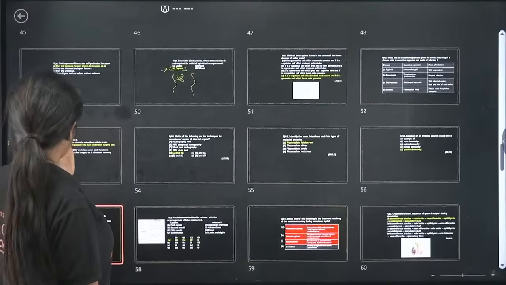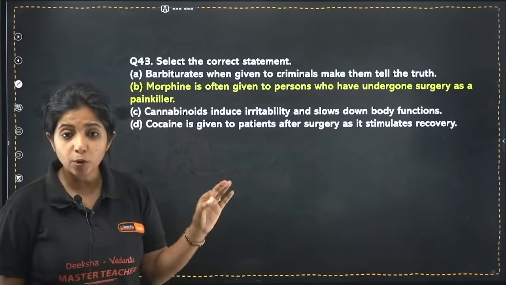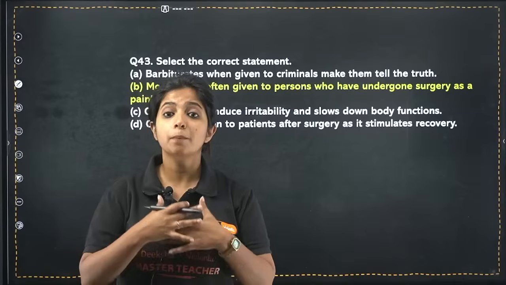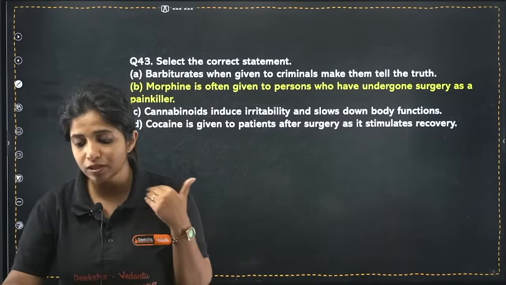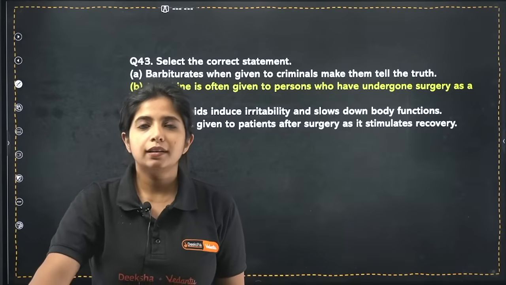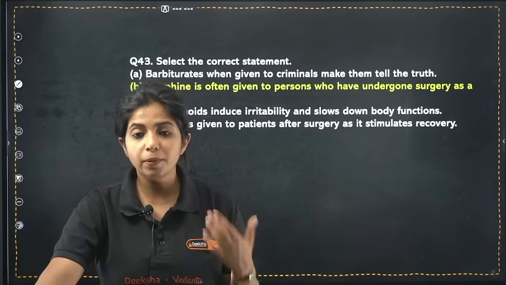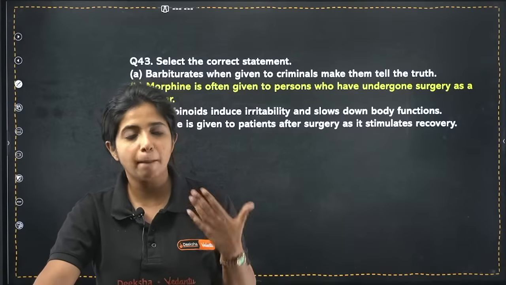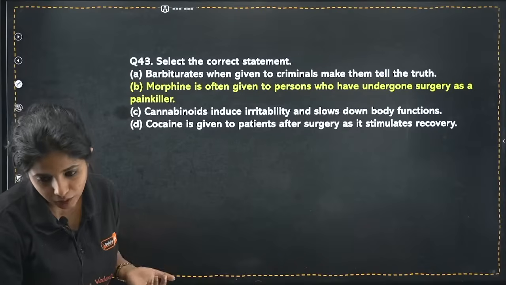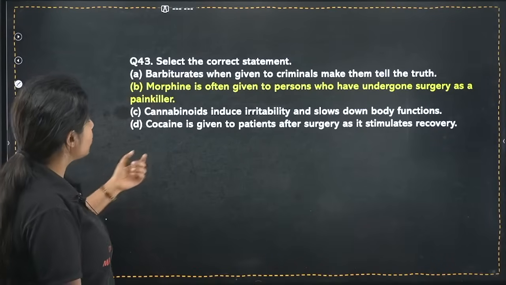Apart from that, morphine is what? An opioid. From morphine you get heroin. Morphine is a sedative and a painkiller. It makes you sleep. You get it from opium poppy or Papaver somniferum, and it is given to people who have undergone surgery. This is how you can remember.